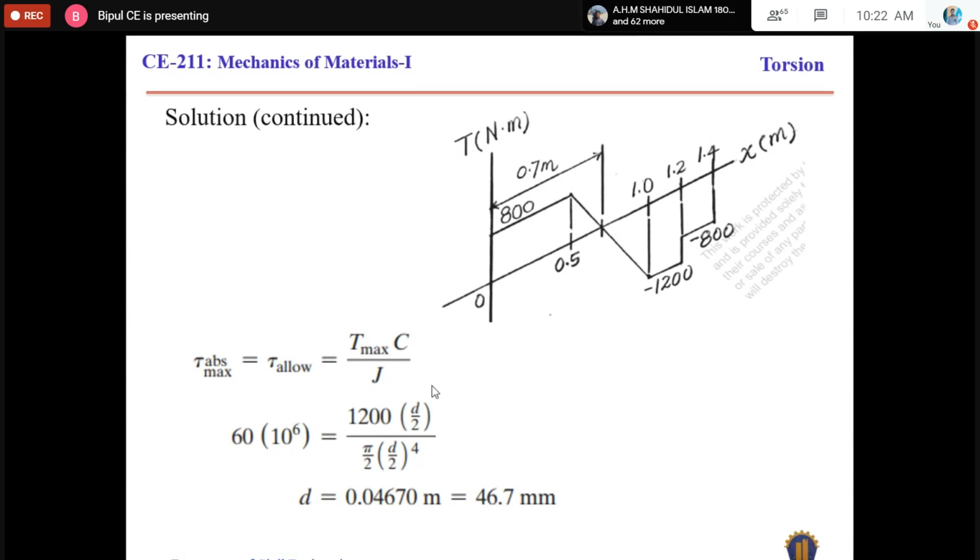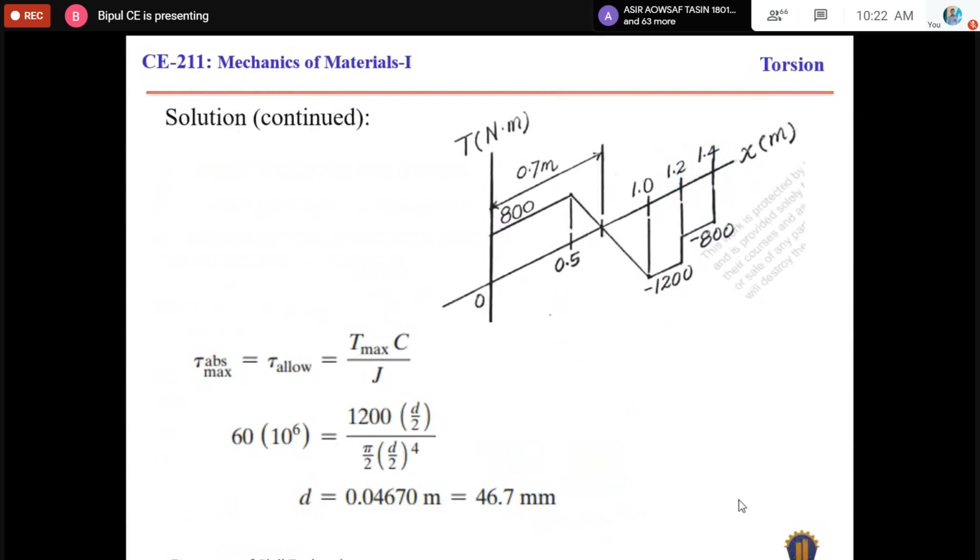If we have to determine the diameter, the radius will be d by 2, and this is the equation of the sectional property, that means the polar moment of inertia. So in this equation the only unknown is d. From here the value of the diameter will be 0.046 meter, and converted into millimeter it will be 46.7 millimeter. That is the required diameter of the shaft.